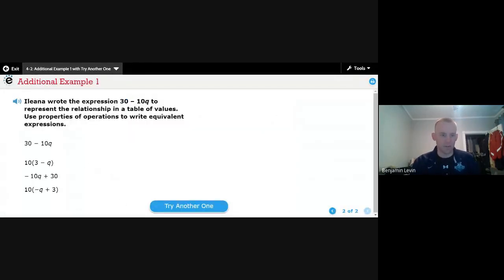All right, so they did 3 of them here. They did what I did. They drew out the 10 by dividing. They rearranged. They also rearranged inside the parentheses. So you could do it that way too, right? They took this, 3 minus q, and they rewrote it as minus q plus 3, or negative q plus 3, okay? Let's try another one.